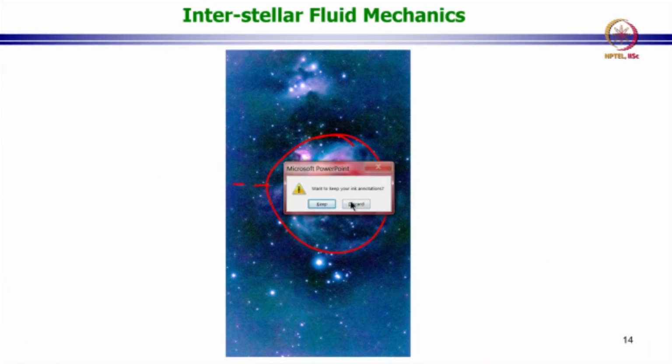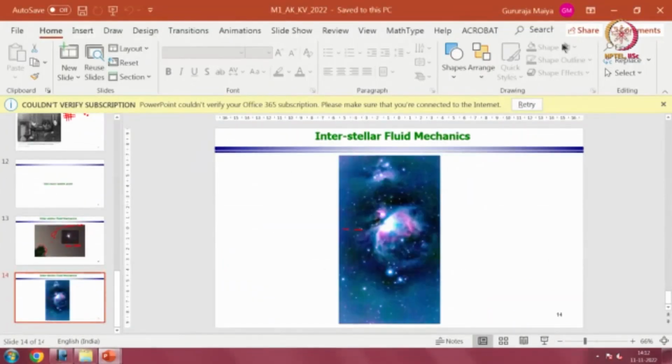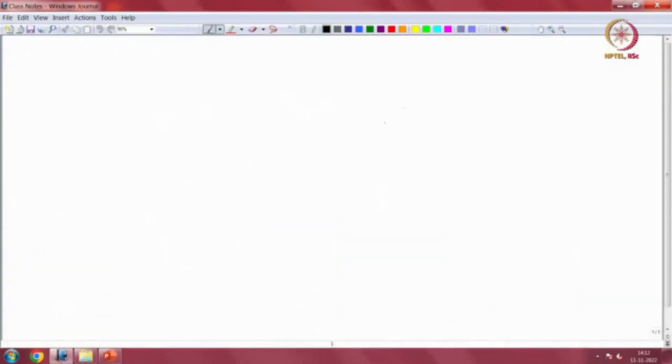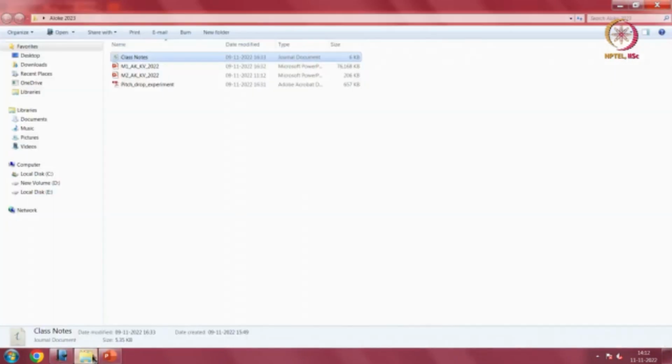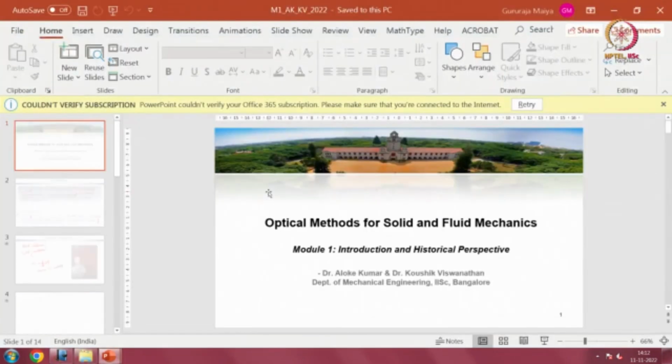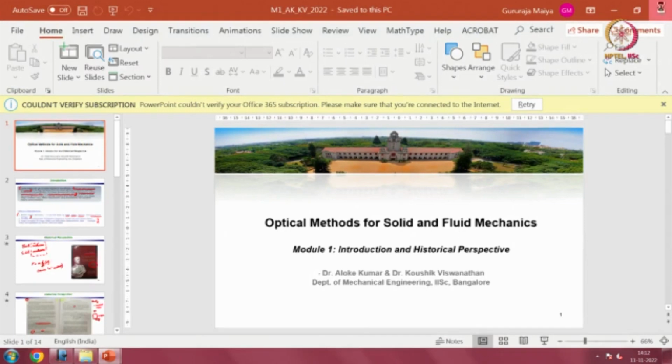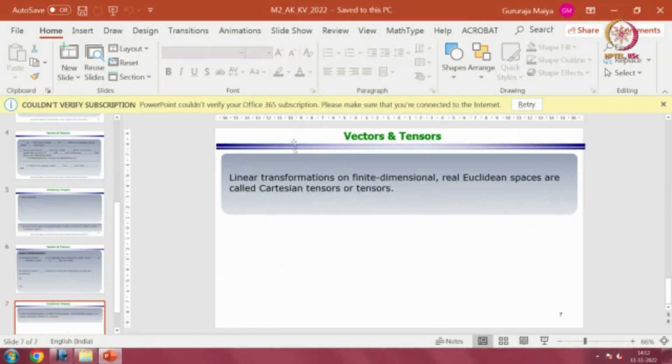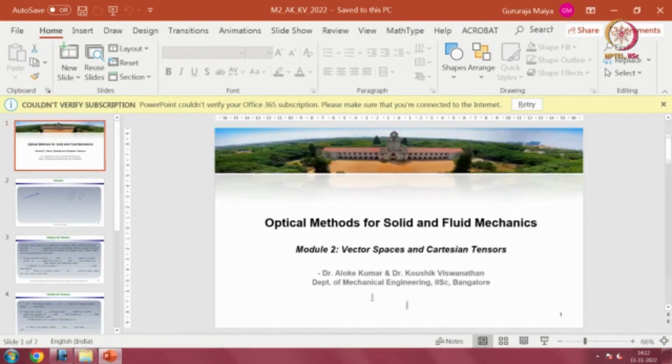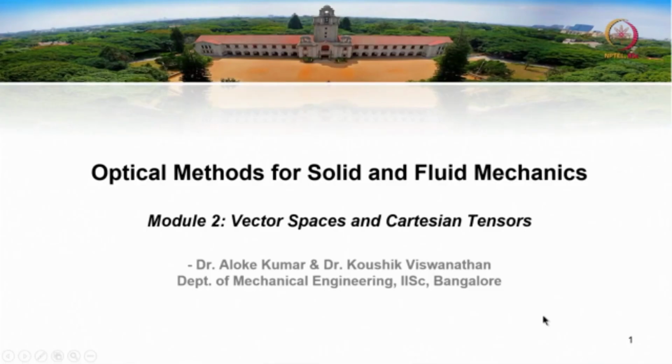So what we are going to do now is move on to today's module. Sorry, this is the old module again. Okay. In this module, we are going to cover some mathematical preliminaries that are required for handling this particular course. Now, in this particular module, we are going to be discussing vector spaces and Cartesian tensors.